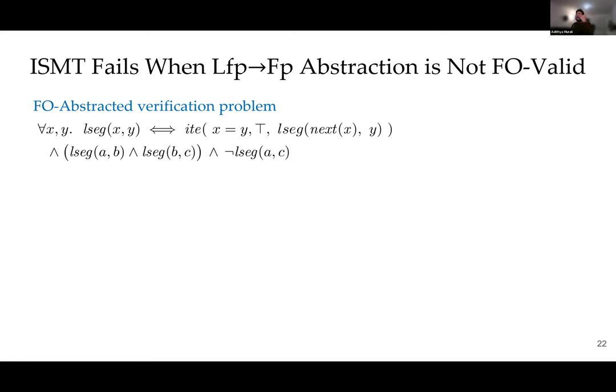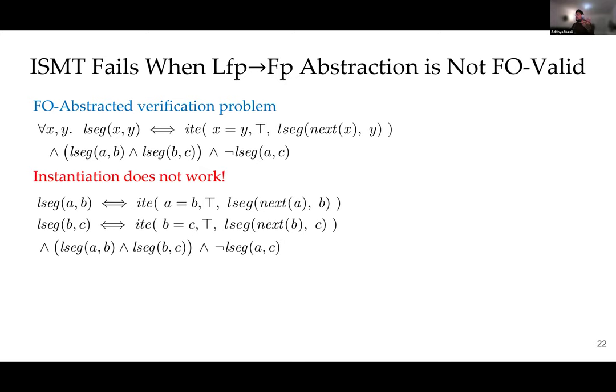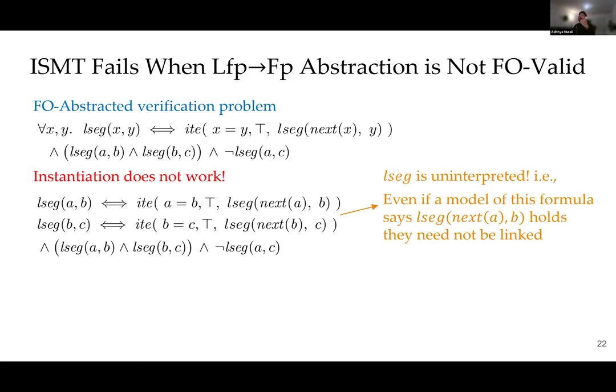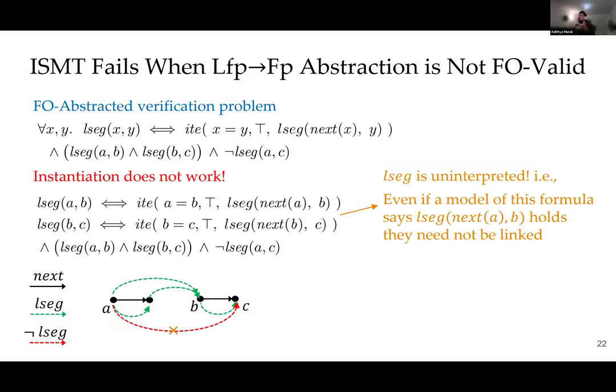But it turns out that ISMT will not work here. Let's intuitively see why that is. What will ISMT ask you to do? It will ask you to expand the definition of LSEG on the ground terms that occur in your formula. So you'd expand it on A, B, B, C, and so on. And then you'd ask whether there's a model of this formula. And you really want to get that it's unsat, that there's no model of the negation of the property. Unfortunately, there will be a model of this formula, and I've depicted the model here.